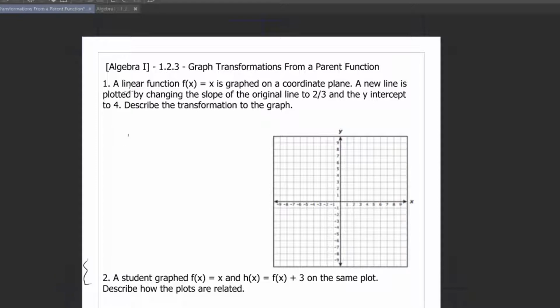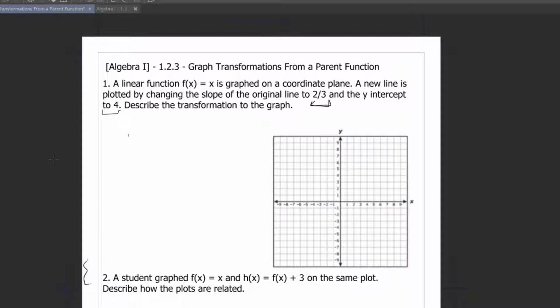Question 1 states a linear function, f of x equals x, or y equals x, is graphed on a coordinate plane. A new line is plotted by changing the slope of the original line to 2 over 3 and the y-intercept to 4. Describe the transformation to the graph.